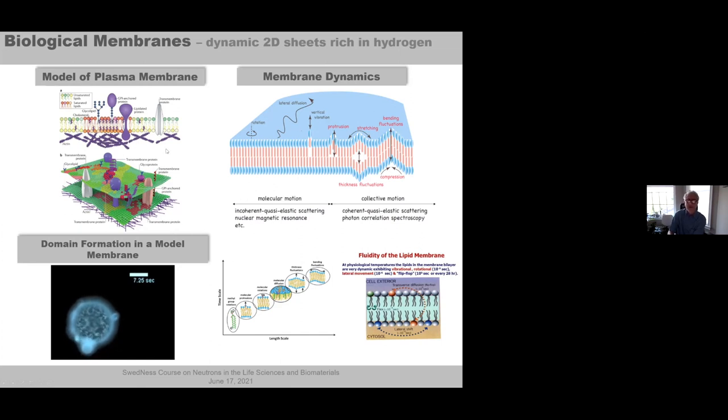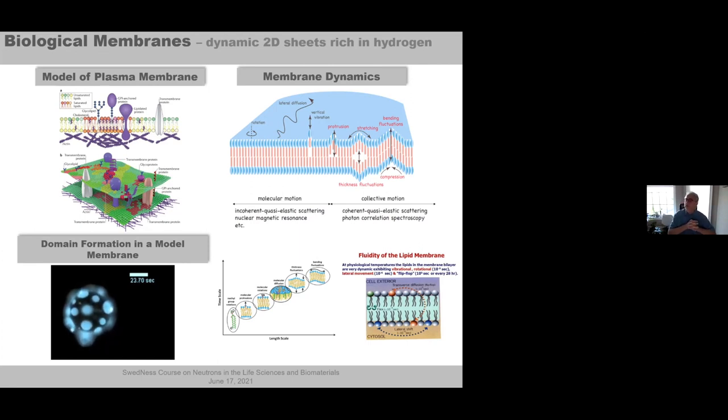But of course, membranes are not static. As many of you would know, and anybody who does NMR will tell you, these are very dynamic structures with different length scales. These molecules are moving at different time scales on different length scales. You have very quick rotations, then you have diffusion, protrusions, stretching modes, bending modes, etc. All of these things are happening at the same time, so there's a hierarchy of time scales and length scales that the membrane is undergoing all the time.